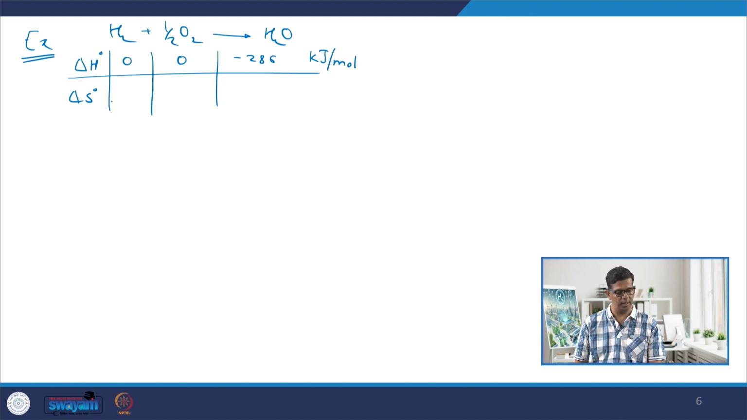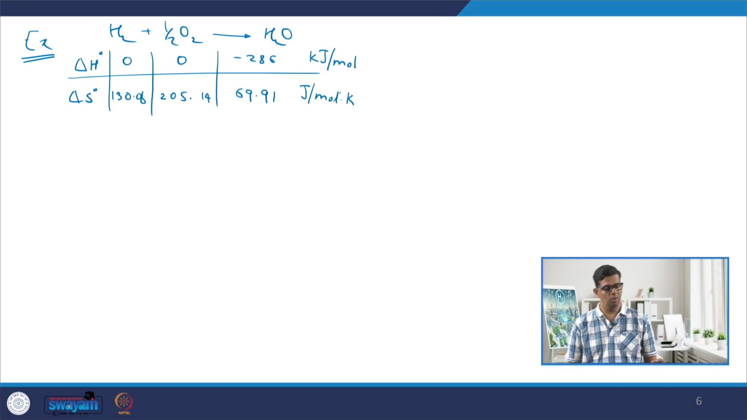So, what is the case in case of entropy? It is 130.08 for hydrogen. Then for oxygen it is 205.14, and entropy for the water is around 69.91. This is joules per mole per Kelvin, K is capital here. So, let us first find out the reversible cell potential using this data.